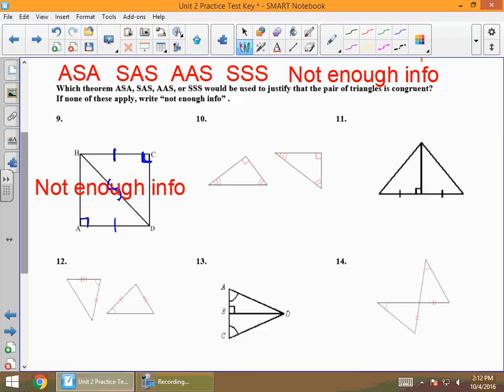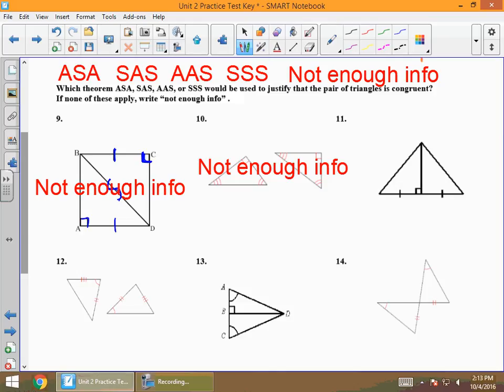Question number 10. I see that I have 3 angles congruent to 3 angles, which would be angle, angle, angle. But I have to have a side. If the only thing you have are angles, then you know that they have the same shape. You do not know if they are the same size. So in order to get size, I do need at least one side, and I don't. So again, not enough info.